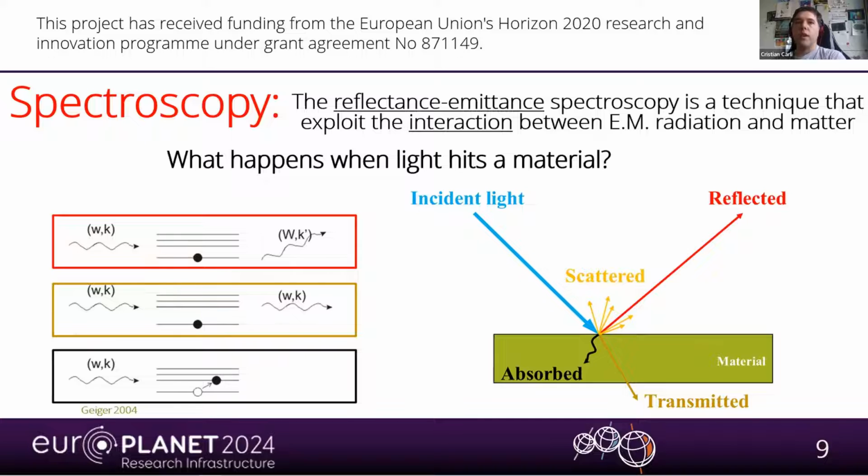We can have a reflection, and so we have a change of the direction of the light that hits the surface, or we can have an absorption. This permits a change of the energetic level of an electron, and this means that the light or the energy is not coming back to our sensor.